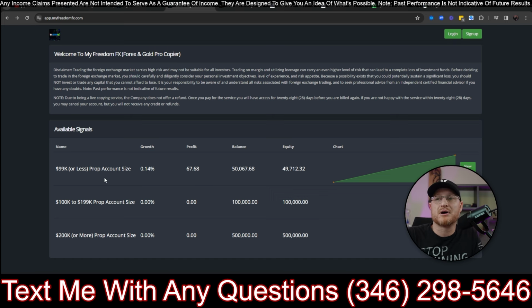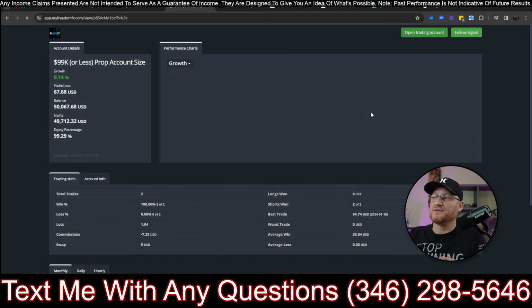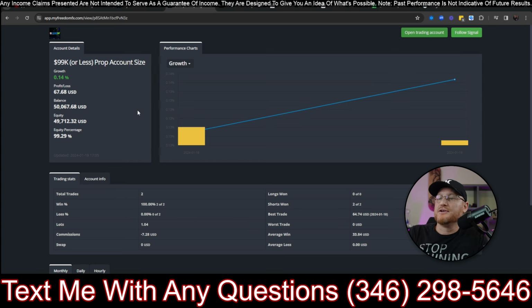Let's say you get a prop account that is under $100,000. You would be using this signal, okay? If you get a prop account that is 100,000 to 200,000, you would use this signal. If you get a prop account that's 200,000 or more, you would want to use this signal. These are set up for you to sign up to a monthly payment plan for us to manage these accounts. This is basically our fees, not only for software, but for the live traders that we have trading right now.